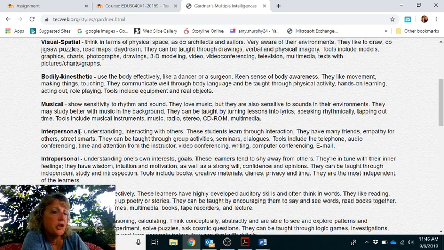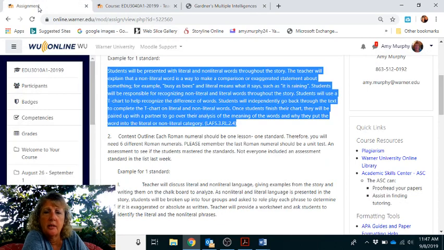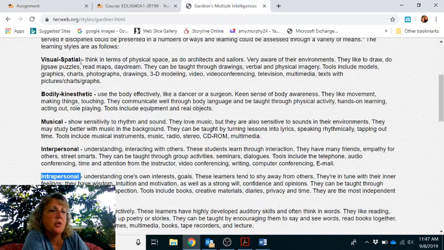So that would be interpersonal because they're working with a partner. There was also a part where it said they would be working individually, so that would be interpersonal. And then it also said they would be creating a T-chart, I believe. Let me go back and check. It said students will use a T-chart. Okay, so T-chart would be visual spatial because they are creating something that they see.